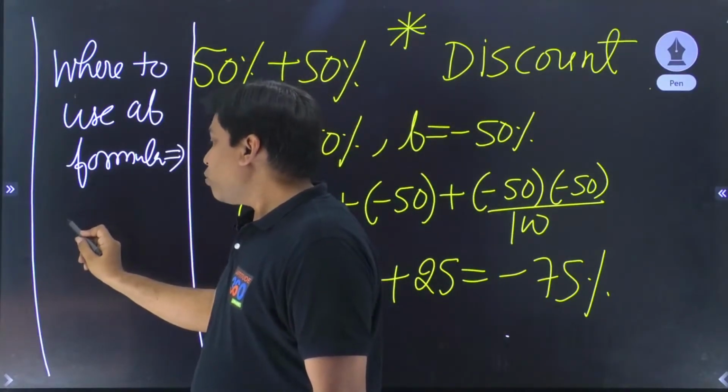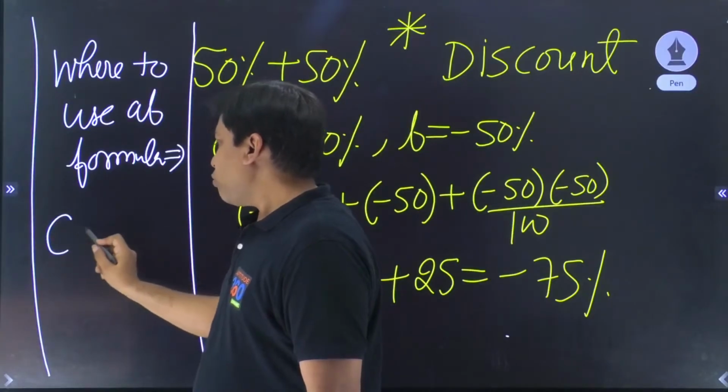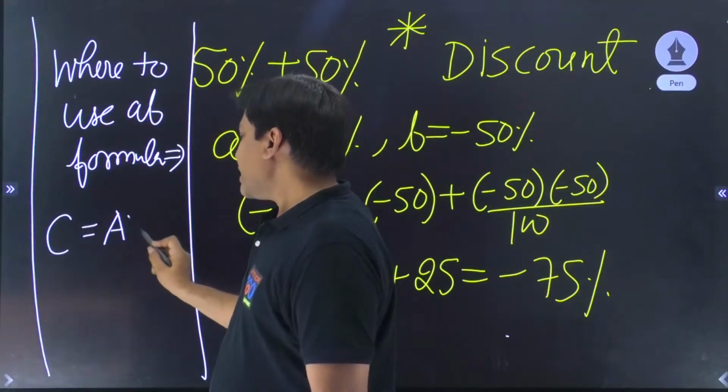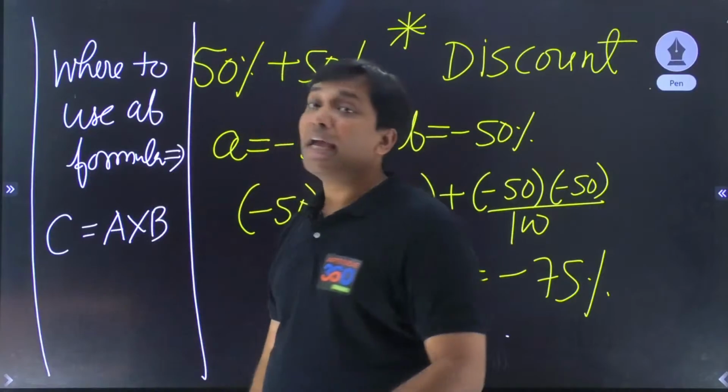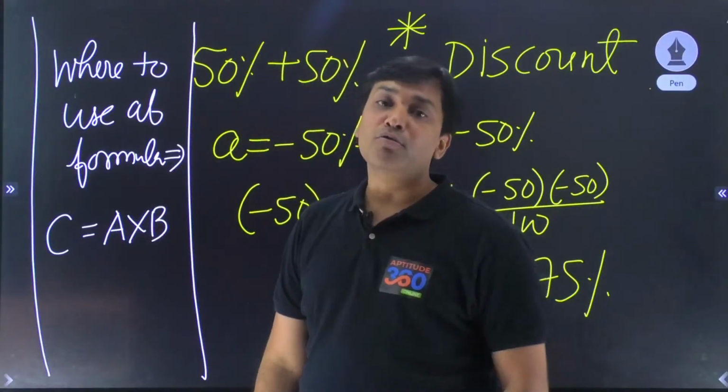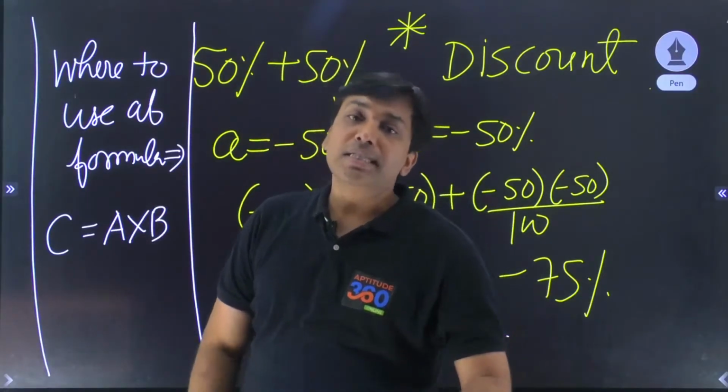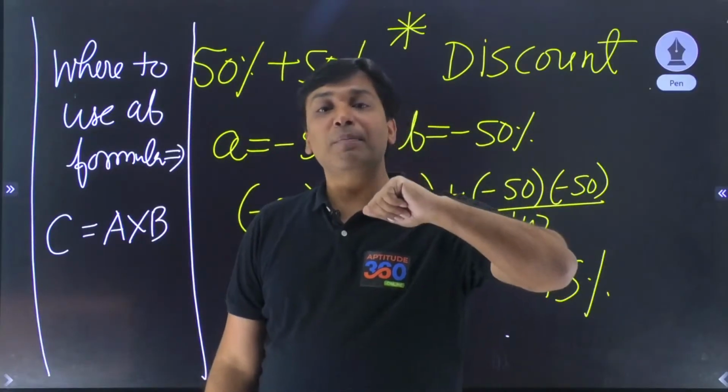Whenever I have got two variables that are getting multiplied, दो वेरिएबल मल्टीप्लाई करके तीसरा वेरिएबल जब मिल जाए, वहां पे भी आप AB फॉर्मूला यूज कर सकते हो. If there are successive percentile changes, वहां पे भी आप AB फॉर्मूला यूज कर सकते हो.